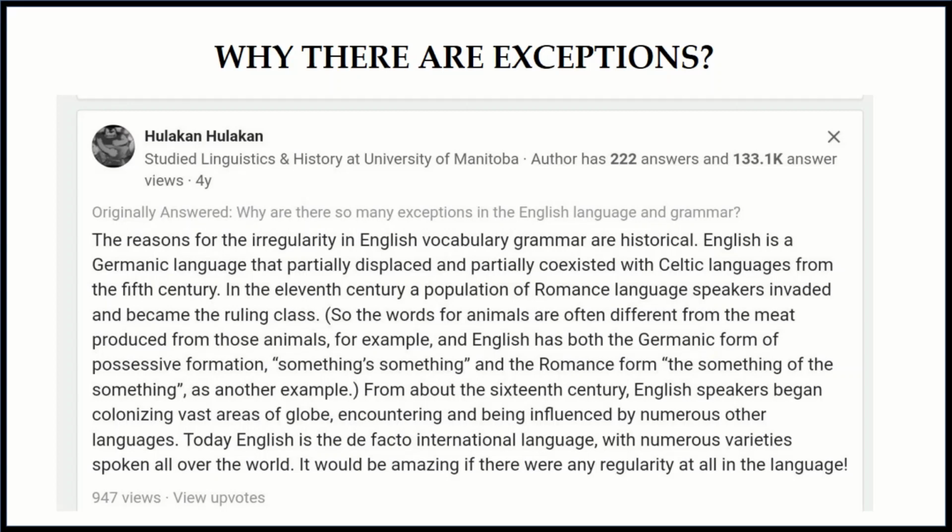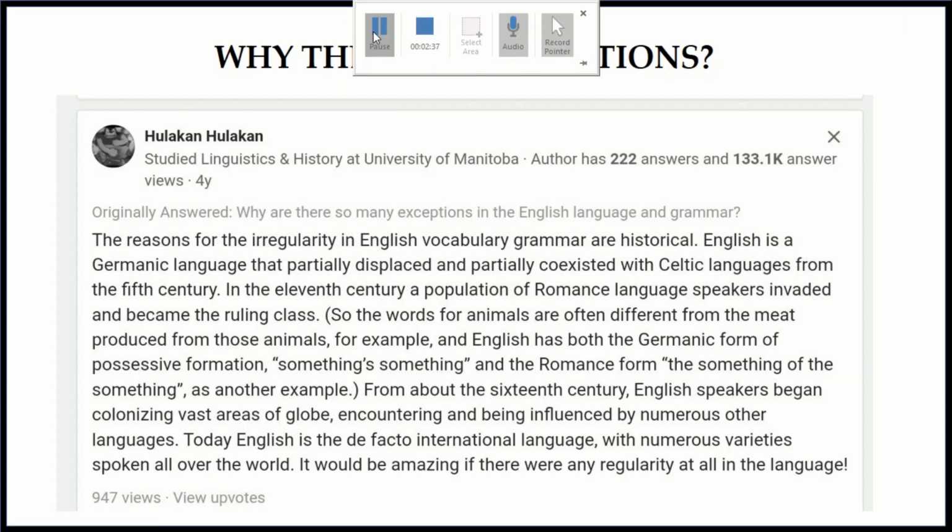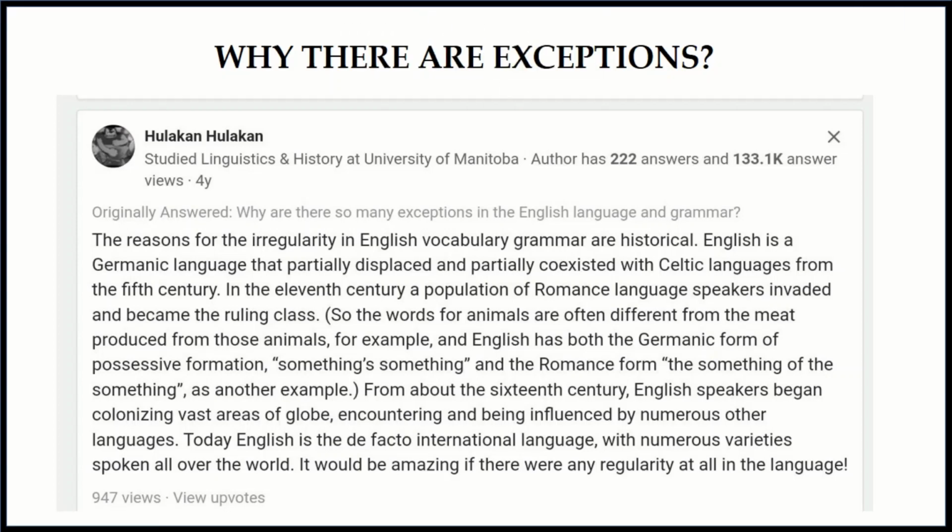Then in the 16th century, the influence of colonization obviously brought a lot of influence and numerous varieties in English language. That is why today we have British English, Australian English, American English, Canadian English, etc. So now let's look at those 5 exceptions. So let's mind our English, guys.